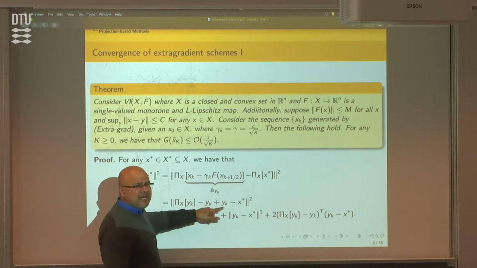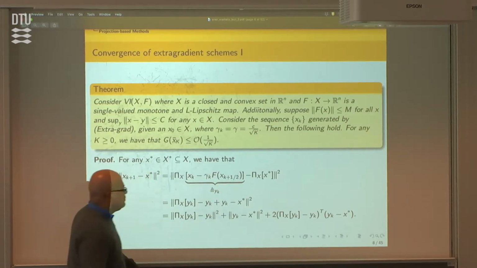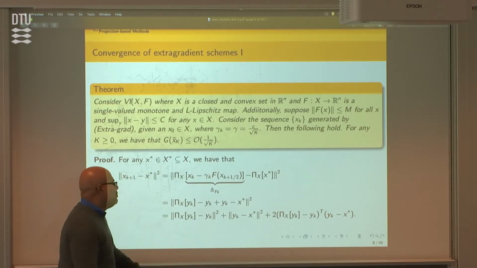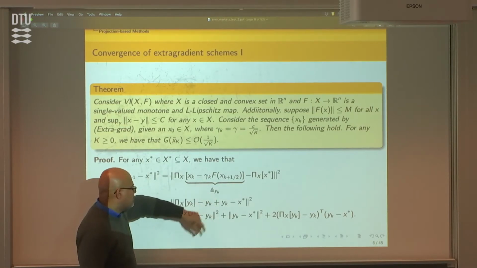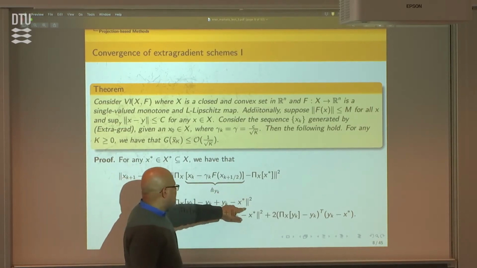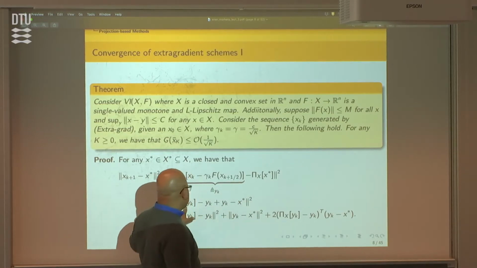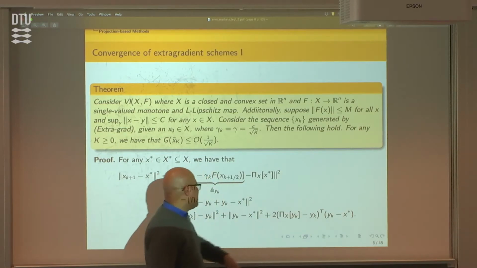Next step, I add and subtract yk. This is yk. Then I open it out. So I get the norm of the projection of yk minus yk, the whole squared, plus yk minus x star, the whole squared, plus twice the projection minus yk transpose yk minus x star.